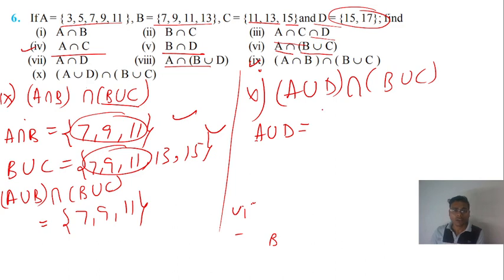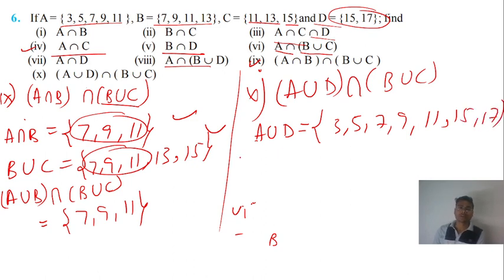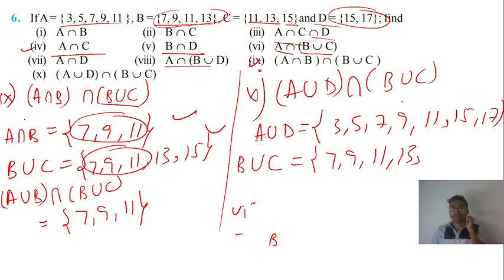All the elements of A having 3, 5, 7, 9, 11, 15 and 17. Okay, now write all the elements of B and C. B union C means all the elements of B and C. So all the elements of B having 7, 9, 11, 13, and C has 11, 13 and 15. Now we will have to find the common elements between these two sets.